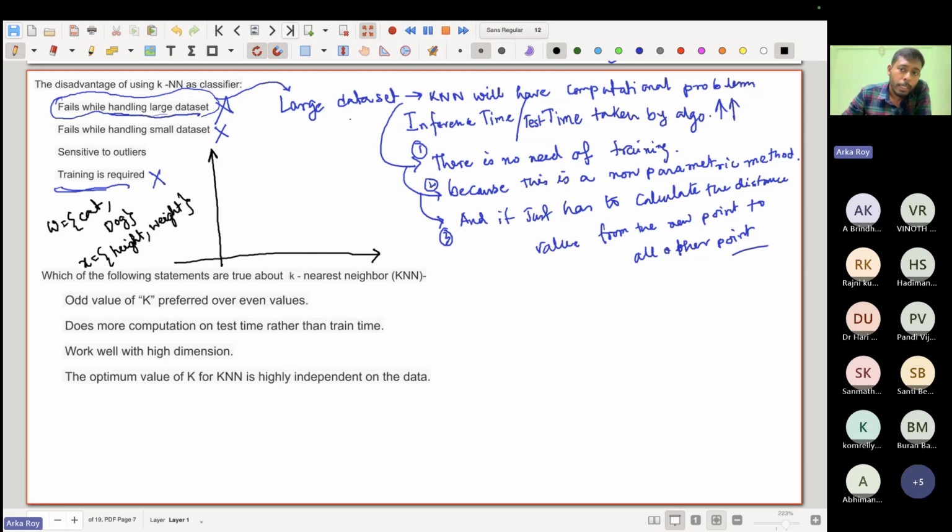So let me consider that generally cats are very small. Therefore their heights are small, as well as they are of less weight. So if this particular axis is weight and this particular axis is, let's say, height, then the majority of the cat class will be sitting in this region, let's say.